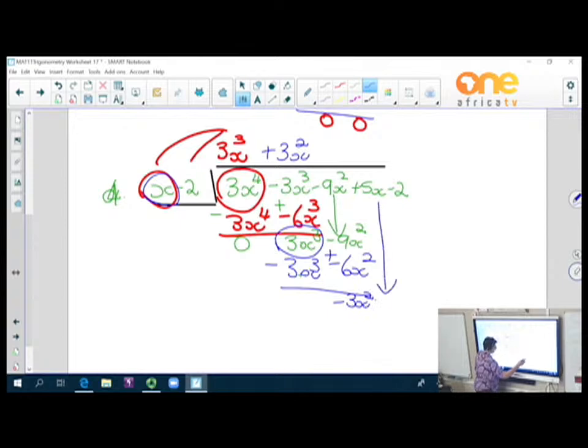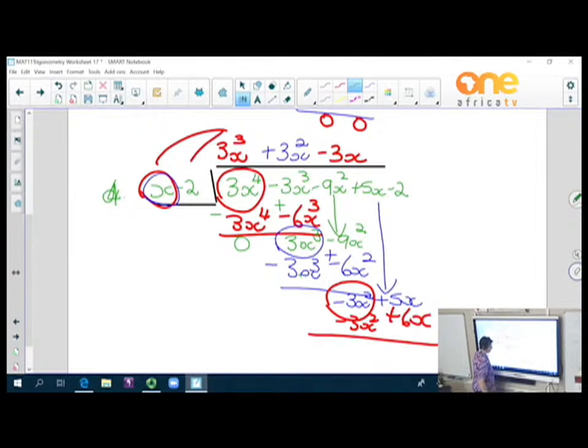You bring down the 5x. Same question, how many times will x divide here? And that will be negative 3x times. So we multiply now, then it's negative 3x squared, and that one is then positive 6x. We subtract, so we change the second signs and add.